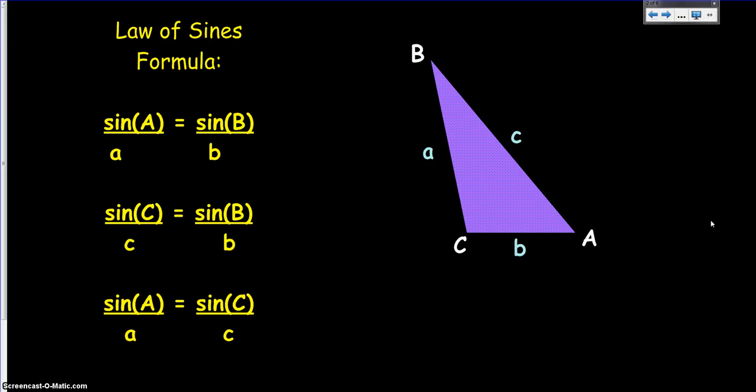The technical formula for the law of sines and how it will appear on your formula sheets looks like this. It seems a little bit overwhelming, so I'm going to explain what it's basically saying. It's basically looking at a proportion. If I were to find the sine of angle A and look at the side opposite of it, if I were to divide these two, I would get the same solution as angle B over the side opposite of that.